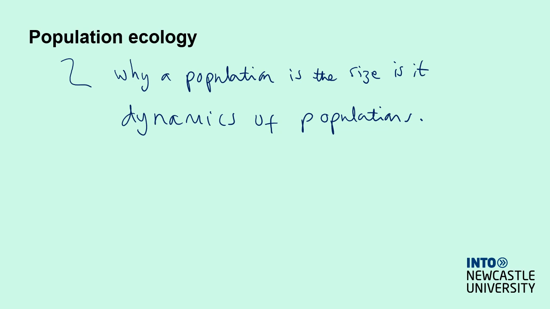Remember what a population is. It's a group of individuals of the same species living in the same area at the same time, capable of interacting with each other and mating with each other as well.